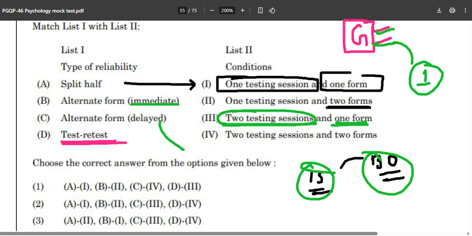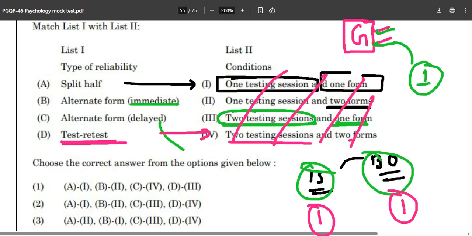And in test retest, two testing sessions and two forms will be there. One form will be given over here and one form will be given over here. Don't study from here. Refer to the ebook, get clear and concise knowledge from there, and it will be more helpful for you. The correct answer is one over here.